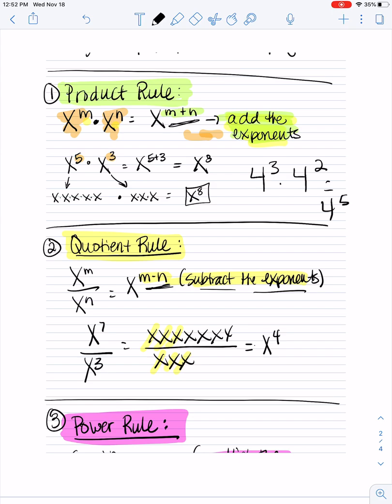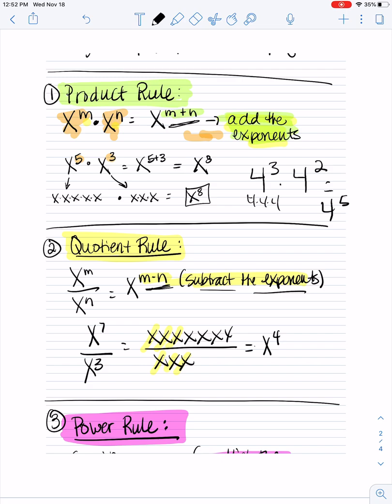So you don't have to multiply 4 times 4 times 4 and 4 times 2 to get an actual answer. Like 4 times 4 is 16. 16 times 4, oh gosh, I have to do that one off the top of my head. 16 times 4 is 64. So you wouldn't go 64 times 16 to solve your answer.